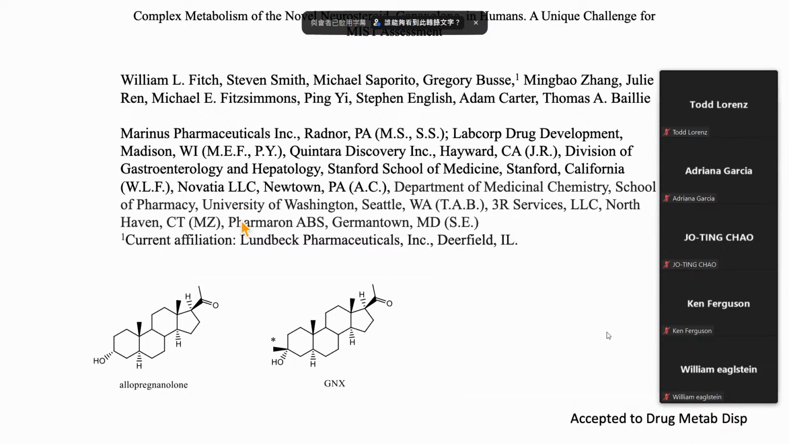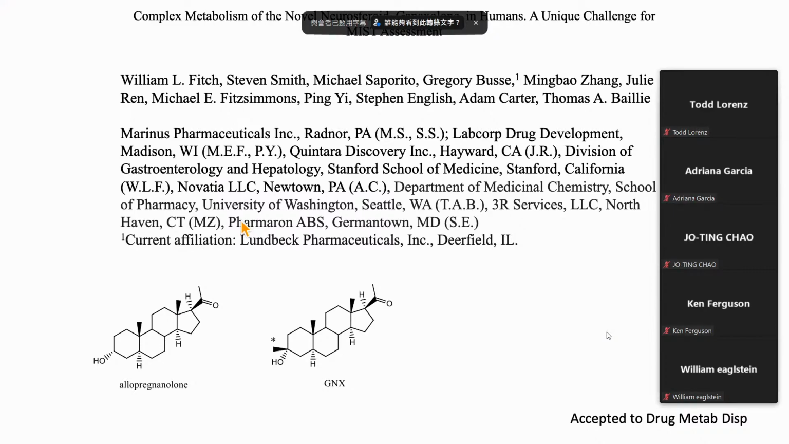Mike Saporito and Gregory Busey were the scientists at this virtual pharmaceutical firm, Marinus, in Pennsylvania. And Mingbao Zhang was their chemist. He had his own little chemistry lab. Julie Wren is a principal at Quintara in Haywards, and she did the cold DMPK studies. Mike Fitzsimmons and Ping Yi are scientists at LabCorp, formerly Covance, the premier lab for doing carbon-14 work in drug metabolism. We had occasion to do an accelerator mass spectrometry experiment at Pharmaron, and so Stephen English is the principal who did that work. We had to use NMR to determine the structure of our metabolite, and the premier NMR lab is Novatia in Pennsylvania, and Adam Carter was the PhD scientist working there.